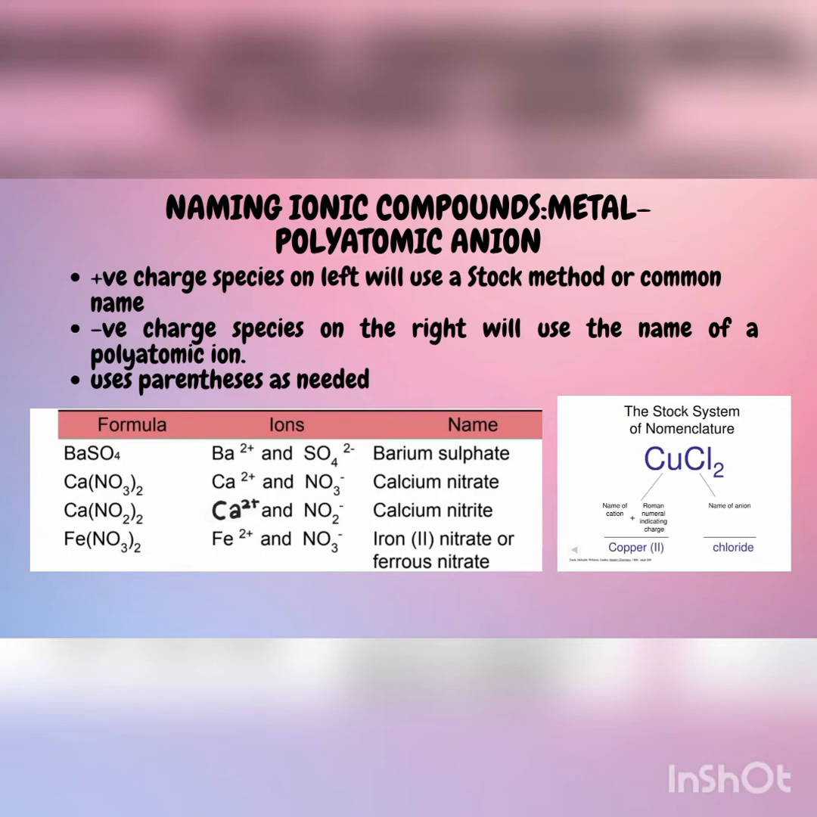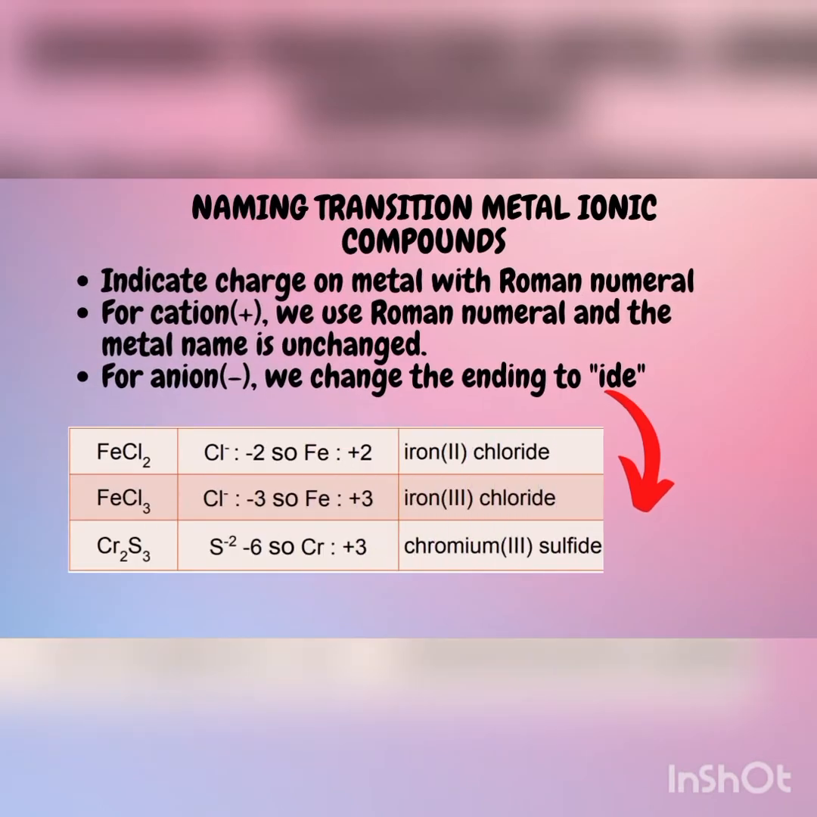Use parentheses as needed. For this one, indicate charge on metal with Roman numeral. For cation, we use Roman numeral and the metal name is unchanged. For anion, we change the ending to -ide. Look at the example below.